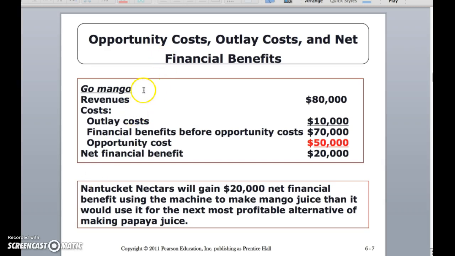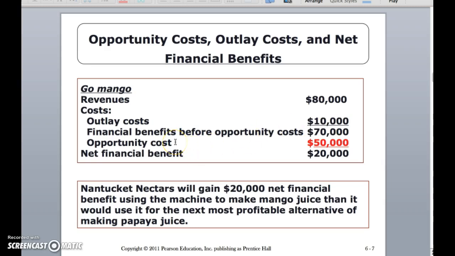So if the company decided to go mango, the revenue would be $80,000. And the outlay cost, which stays the same across alternatives, is $10,000. So the financial benefit before opportunity cost is $70,000. So what I want you to look at here is the financial benefit before opportunity cost, which is $70,000.